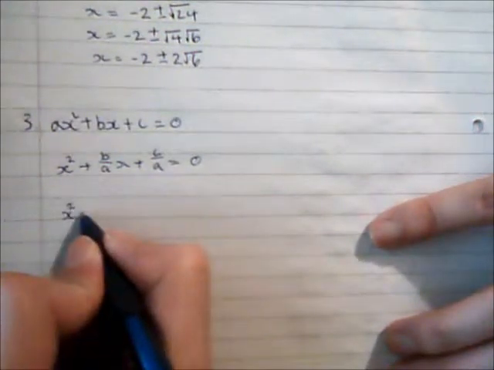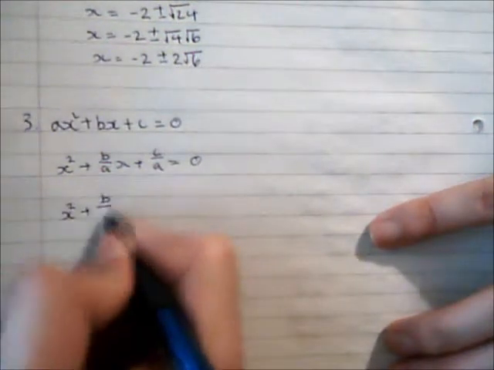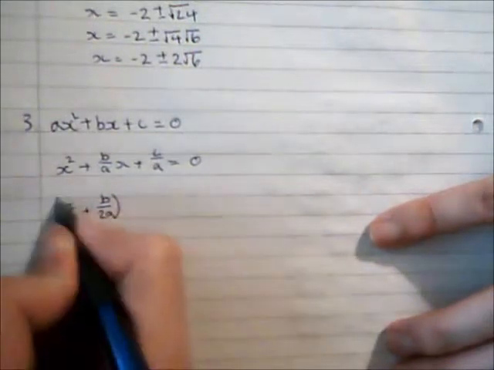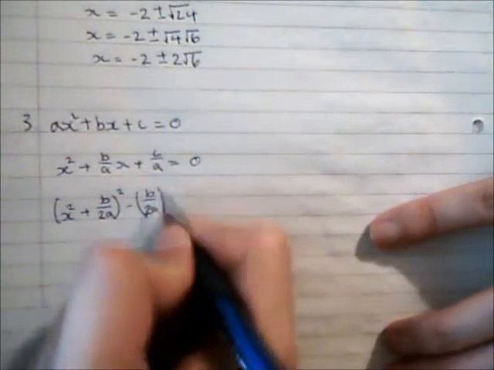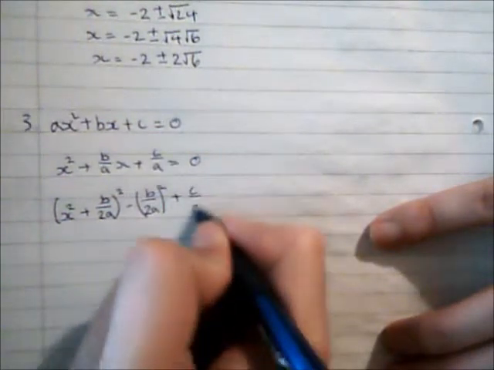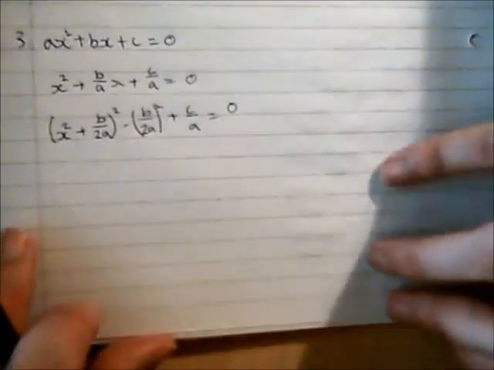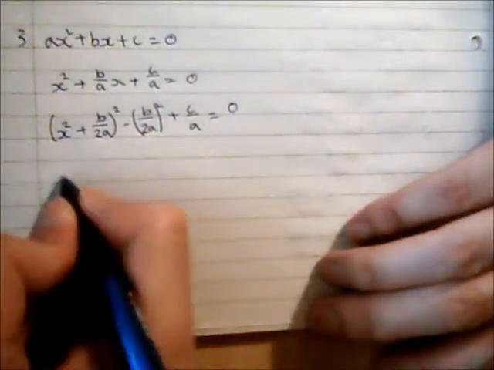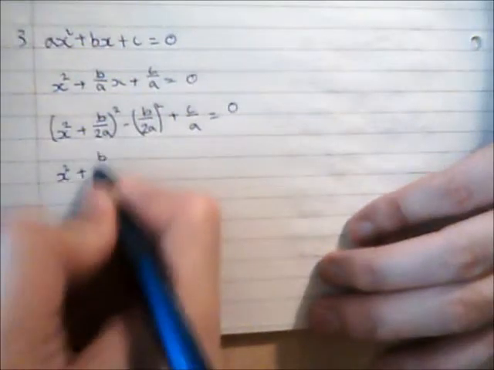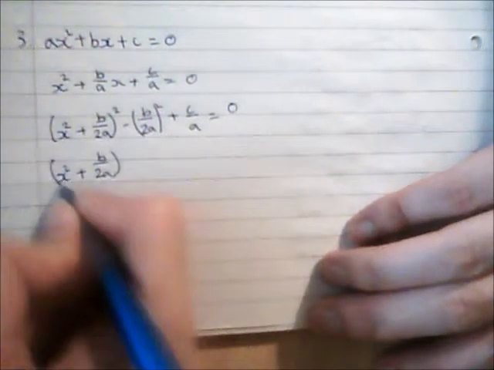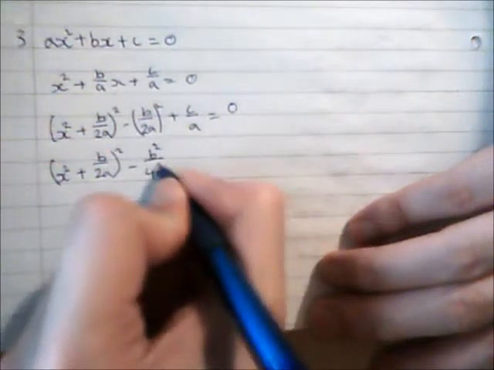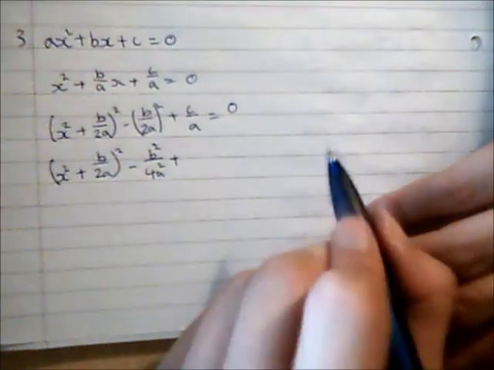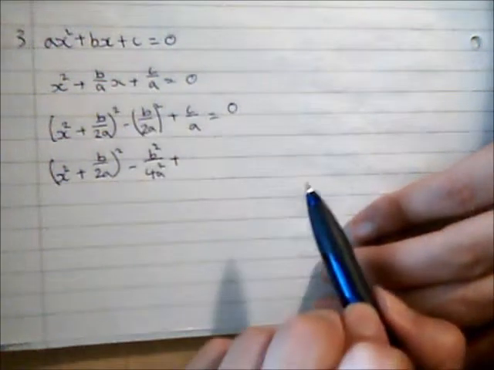So x squared plus half b over a will be x plus b over 2a all squared, minus b over 2a all squared, add c over a equals 0. So x plus b over 2a all squared minus b squared over 4a squared. And that was just squaring that bracket.